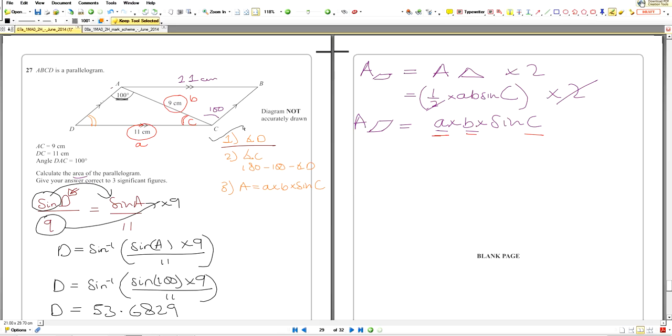So we've just done part 1, we worked out angle D. So that's angle D now, 53.69 degrees. Now we want to work out angle C. Okay, what did we say before? We can work out angle C. Oh, that's part 1.